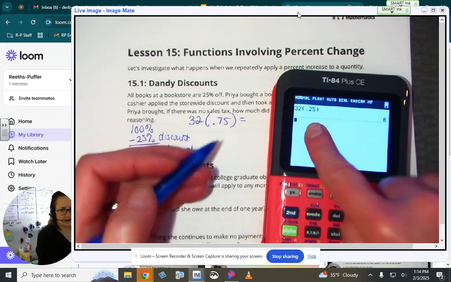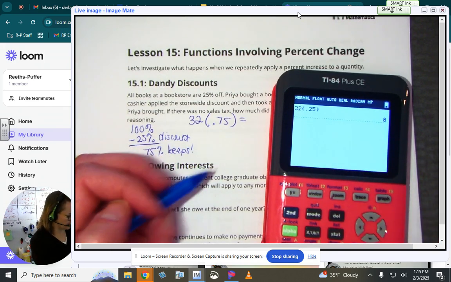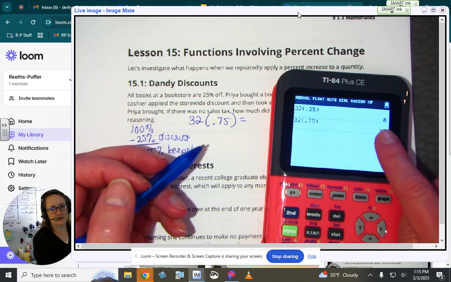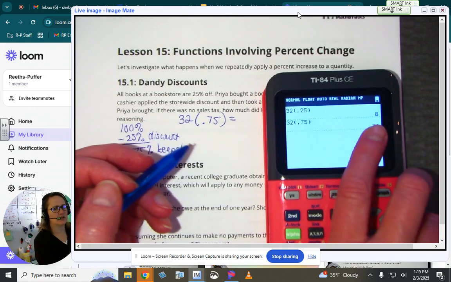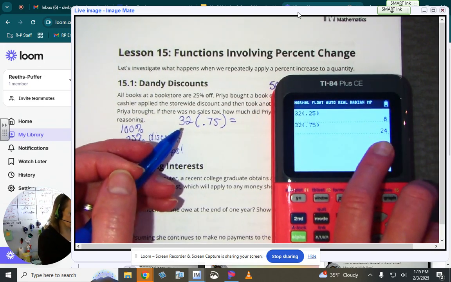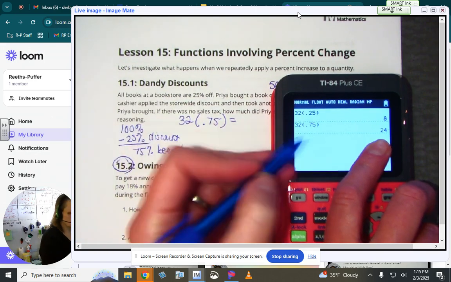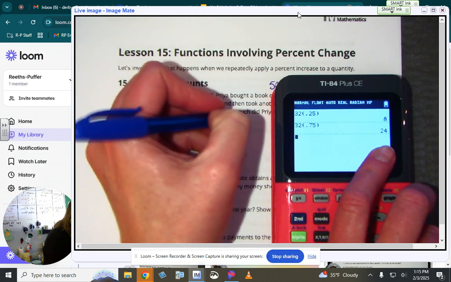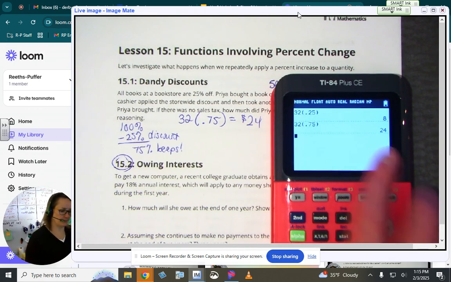Oops, I put 25. Not thinking. $32.75? I knew because I thought, wow, that's a lot of money. That's more than half. So it's $8 off. We could subtract that from 32, or we could just do 32 times 0.75, do it the right way. And we find that it's now going to be $24.